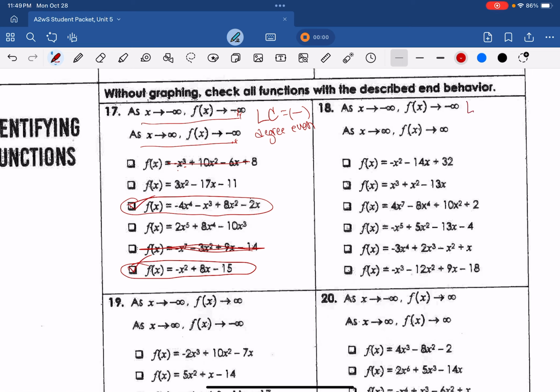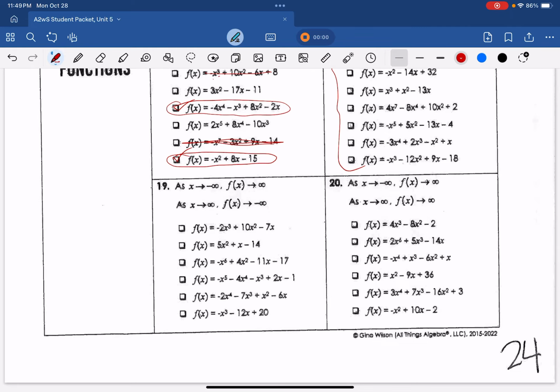Figure out what your LC is and if your degree is even or odd, and then determine which functions will satisfy that end behavior.